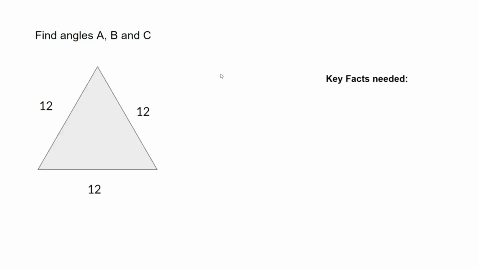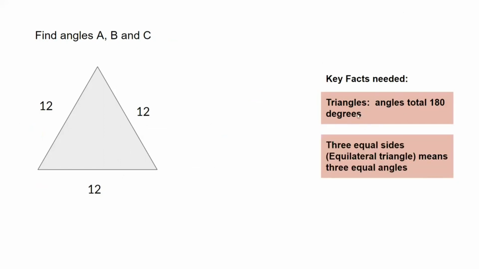All right, this one's a little bit different. Find angles A, B, and C. What facts do we need to solve this one? Once again, we want to keep in mind that angles total 180 degrees in a triangle. But we also need to know that when three sides of a triangle are equal, that makes something called an equilateral triangle. It means that the angles are also equal. All of these angles are the same.